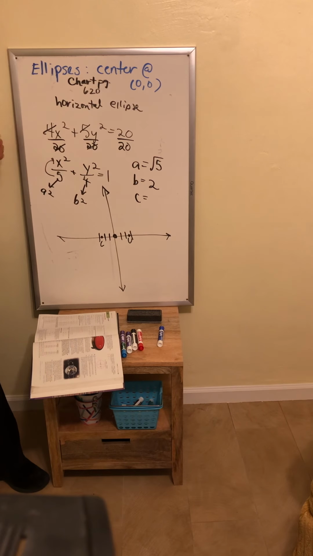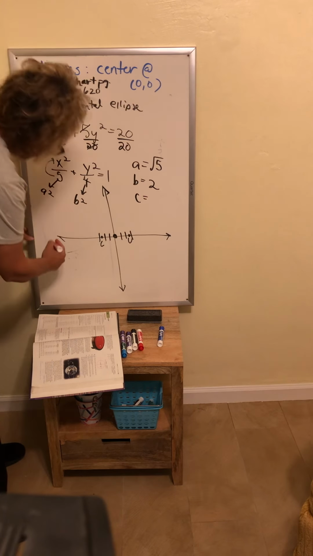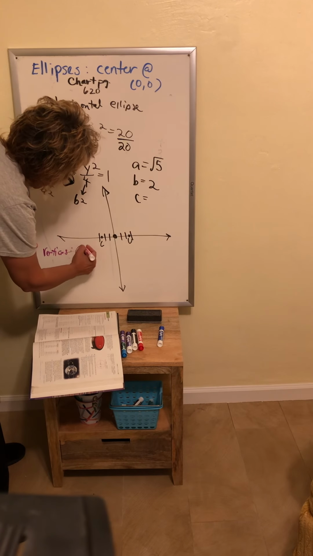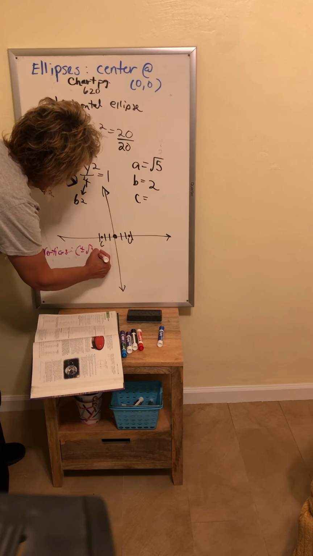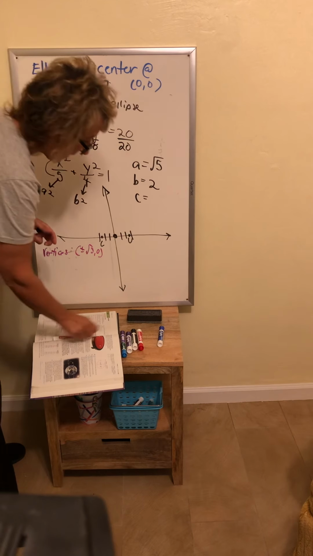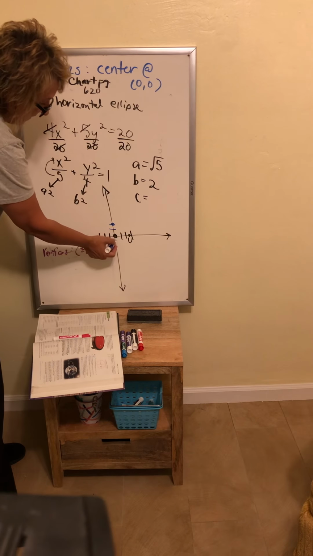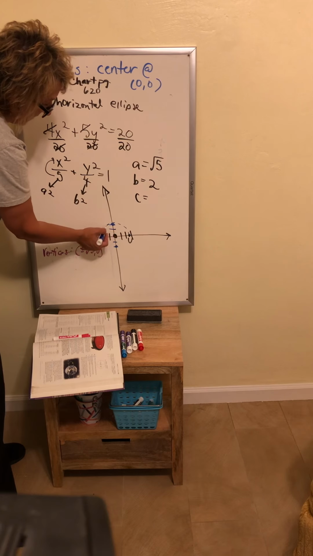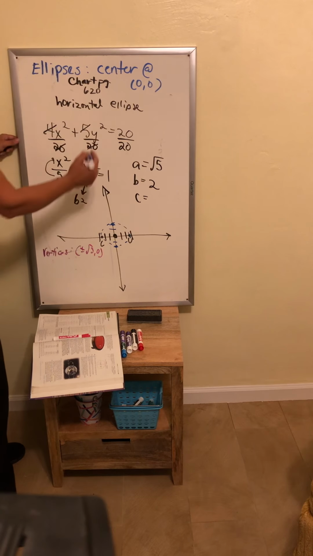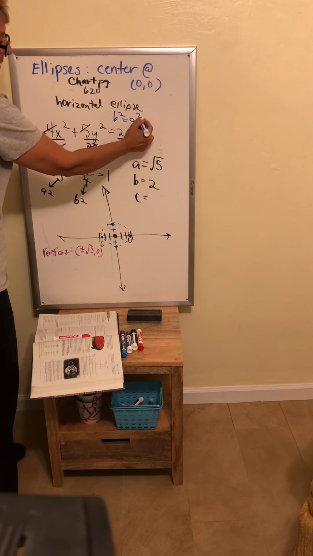So the ordered pairs for the vertices will be located at plus or minus square root of 5, comma 0. Since b is 2, that's going to be the distance to the endpoints on the y-axis. So from the center, I'm going to go up 2 and down 2. And we'll have a sketch of our ellipse. Now I'm going to solve for c. So the relationship I'm going to use is b squared equals a squared minus c squared.